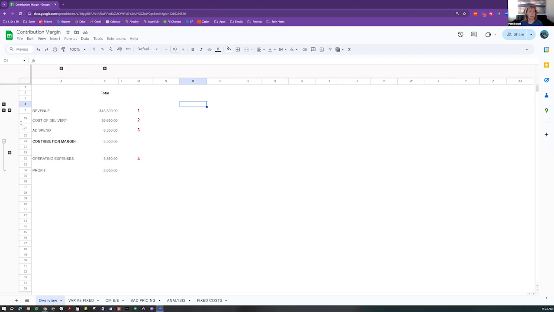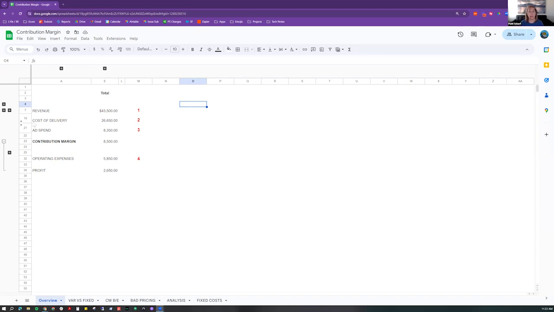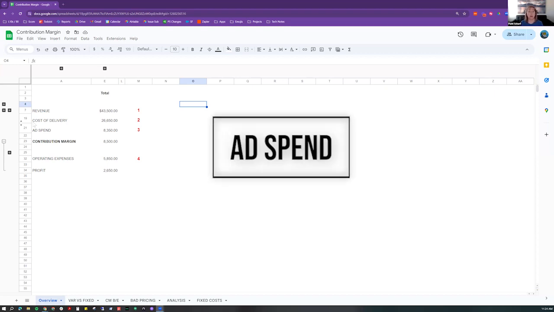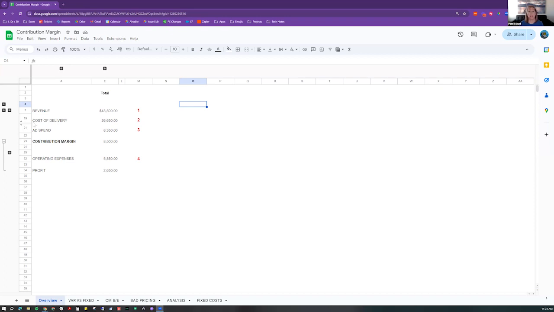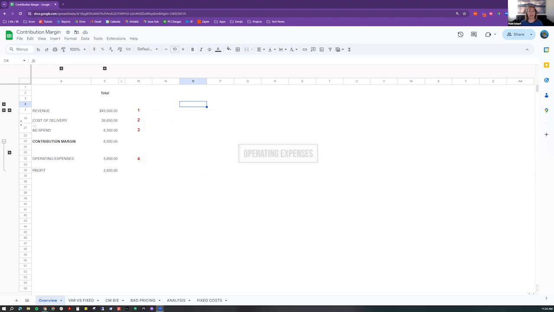Next up is going to be cost of delivery. These are all of the costs that are associated with getting the product and sending it out to the customers who purchase the products. Okay. Ad spend, this is going to be things like Google AdWords or Facebook ads, things that you're spending money on for ads. And then the fourth category is going to be operating expenses. These are the costs just to keep the lights on. It might be rent, it might be wages, salaries, things like that. But these are the four primary buckets.